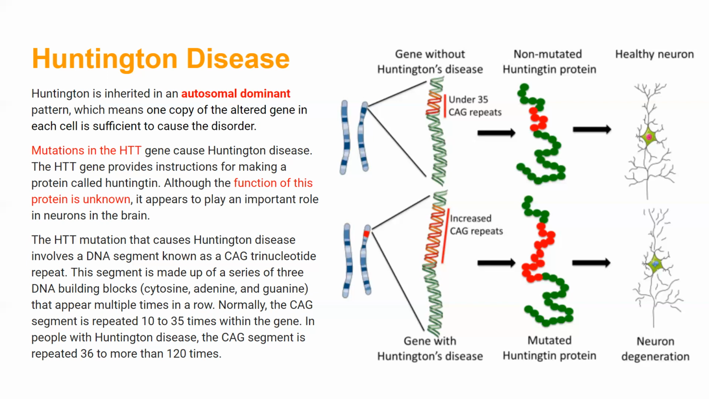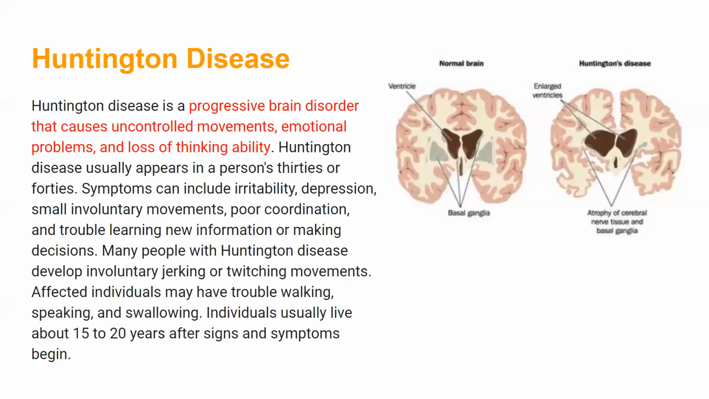We know it appears to play an important role in the neurons in the brain, but we don't know exactly what the protein itself does. But we do know the effects of the disease, which is a progressive brain disorder, uncontrolled movements, emotional problems, loss of thinking ability. Individuals usually live about 15 to 20 years after signs and symptoms. So this is the one where you don't get signs and symptoms until you're in your 20s, 30s. That's when it presents itself. And from there, you can live another 15 to 20 years before it takes over.